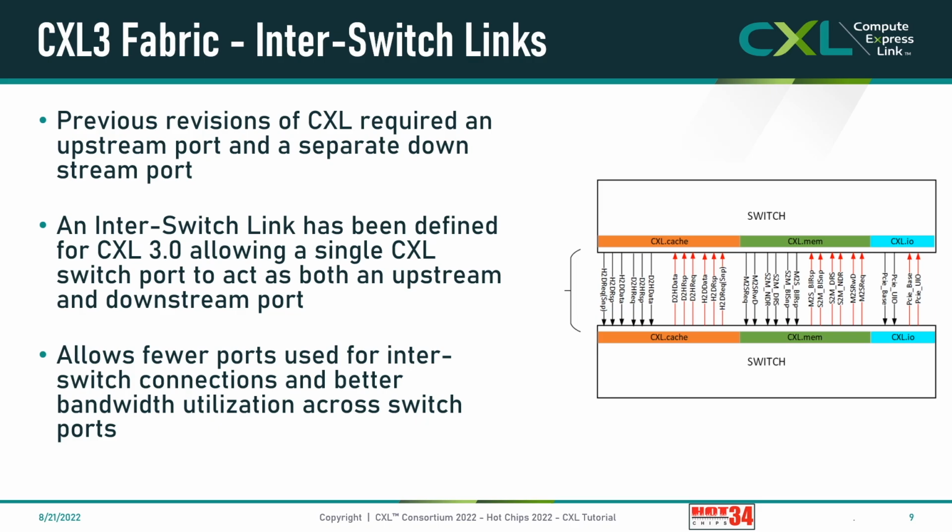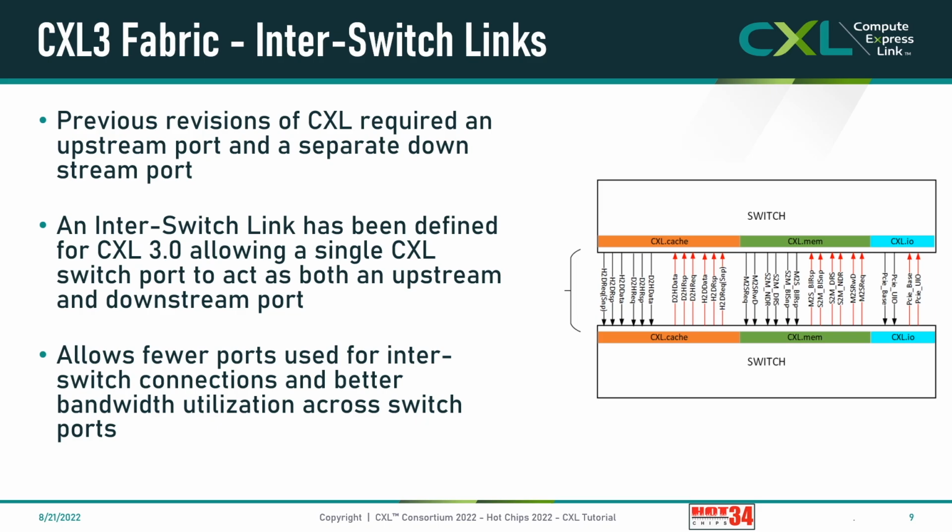The CXL3 defined interswitch link allows better bandwidth link utilization and fewer ports to be used for interswitch configurations, allowing fabrics with larger radixes to be constructed. One aspect of interswitch links that has not yet been addressed by the CXL Consortium is how multiple links between the same pair of switches are to operate.